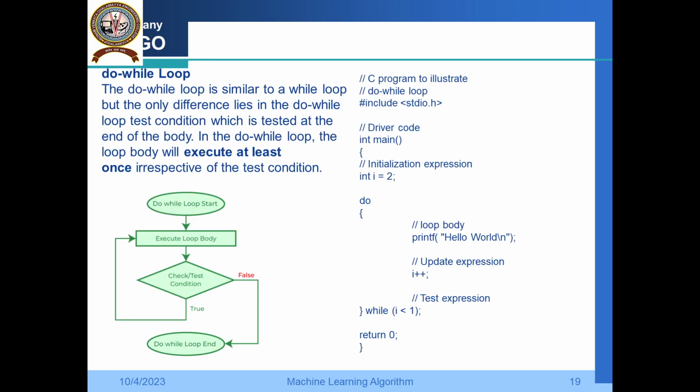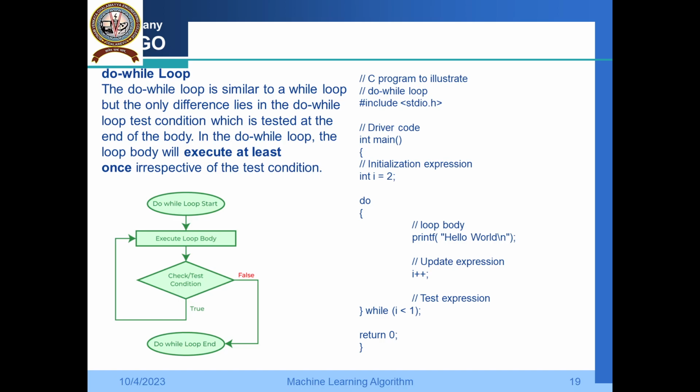Similarly, the do while loop. We already discussed this do while loop. The do while loop is similar to the while loop, but the only difference is that in the do while loop the test condition is tested at the end of the body. In the do while loop, the loop body will execute at least once irrespective of the test condition. So, at least one time it will execute.